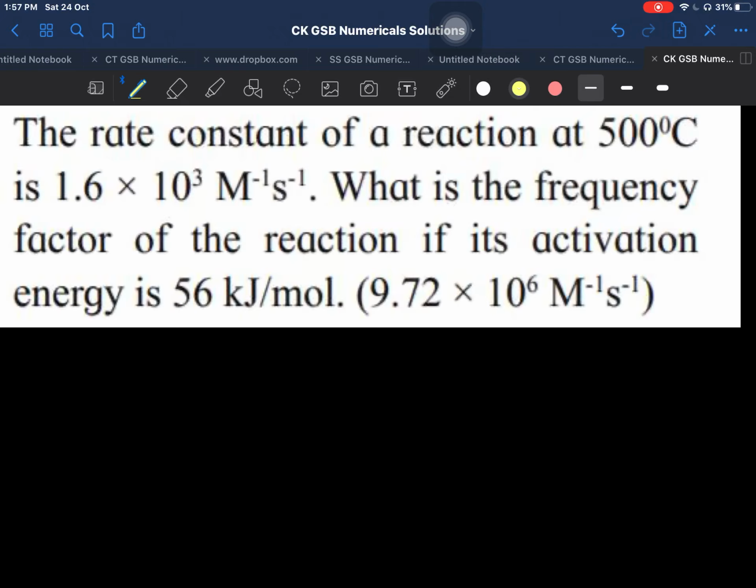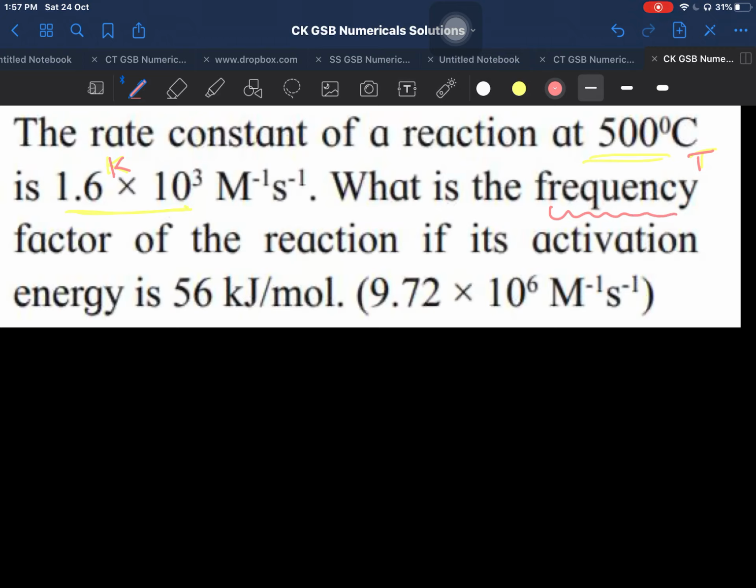Yeah, see this question from Chemical Kinetics, class 12 students. The rate constant of the reaction at 500 degrees Celsius is 1.6 into 10 raised to 3. So this is the K value given to you, rate constant, and temperature is given to you, 500 degrees Celsius. Okay, T is given and K is given. What is the frequency factor of the reaction?